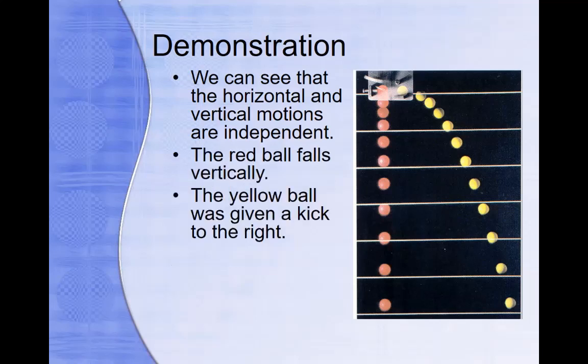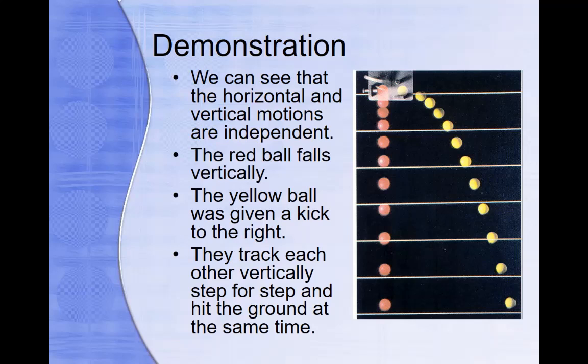So the red ball falls vertically and the yellow ball is given a kick to the right, but they are dropped at the same time, meaning they fall at the same rate and are spaced evenly. This track can be pathed, creating that nice projectile motion that we've been talking about.